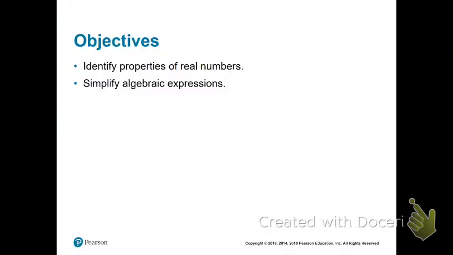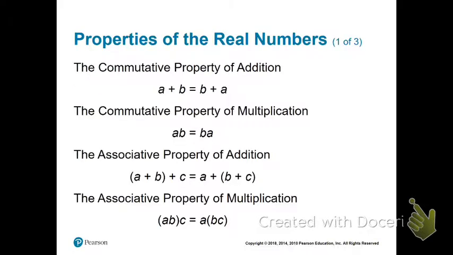This time our objectives are going to be to identify properties of real numbers and simplify algebraic expressions. So this has the properties that you probably talked about back in middle school, but you don't really remember them because we don't use them a whole lot, okay? So here we have the commutative property of addition and the commutative property of multiplication. And so remember, commute means to go from one place to another.